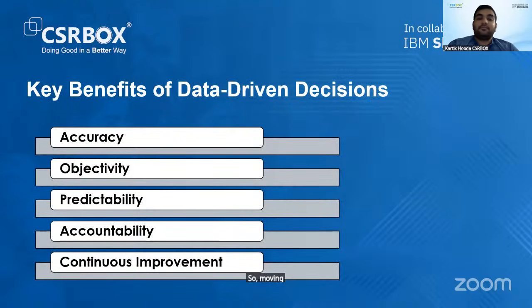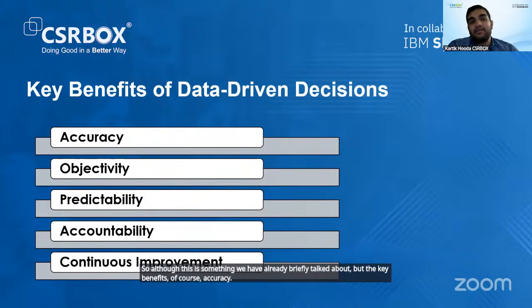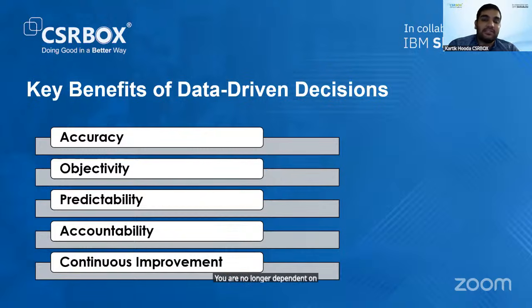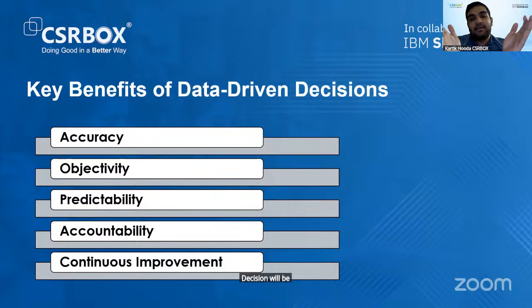So moving on. Why are data-driven decisions important and why do we need them? Although this is something we have already briefly talked about, the key benefits are, of course, accuracy. You are no longer dependent on guesswork or just your hunch. The decisions that you make are 100% accurate, given that your data is 100% accurate. So eventually, in relation to what data you have, your decision will be 100% accurate given that you have a good data source.